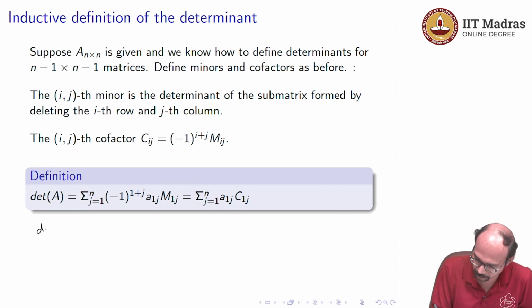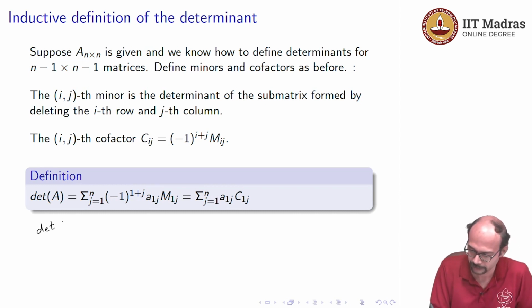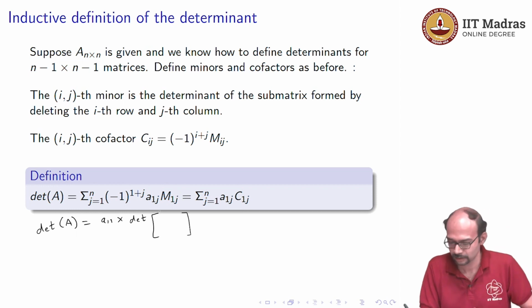Okay, so maybe let us write down this expression. Let me write down the first term. So now suppose I have an n by n matrix. So this determinant of A is a11 times the determinant of whatever you get by deleting the first row and the first column.